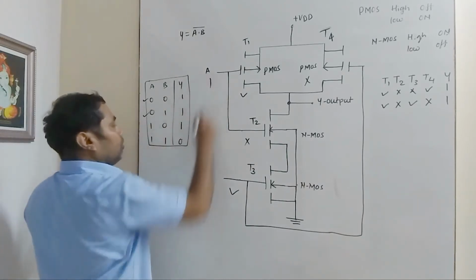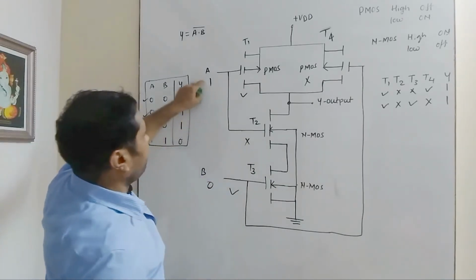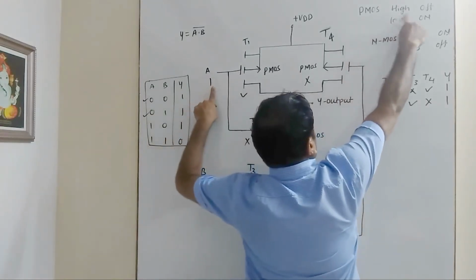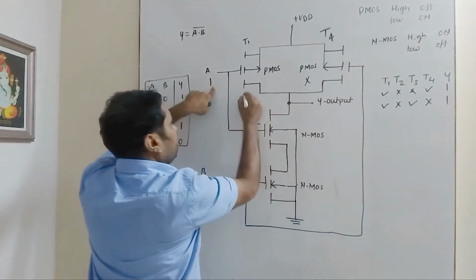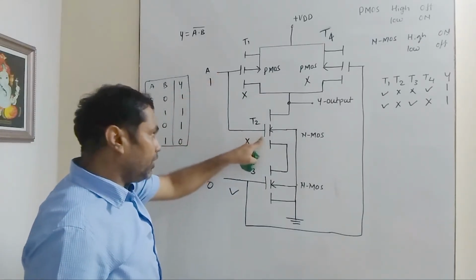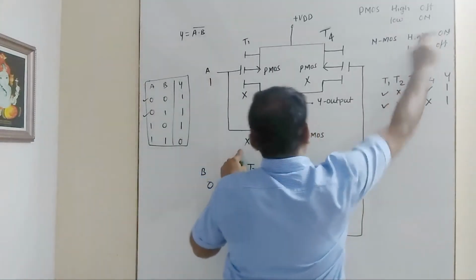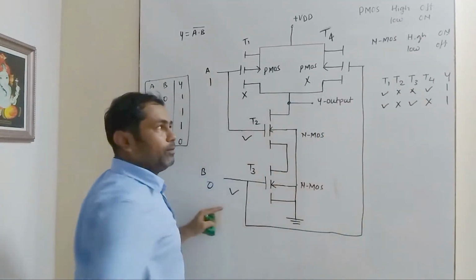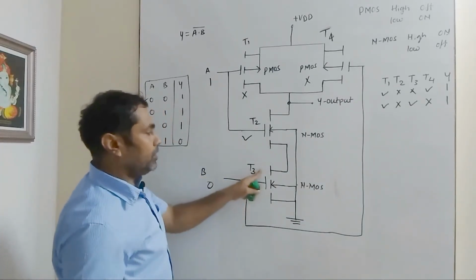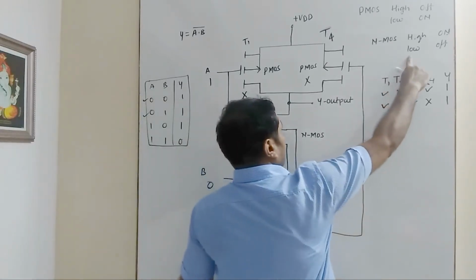Now A is connected to logic 1 and B is connected to logic low. Let us see. If A is connected to logic high, PMOS, if the PMOS is connected to high, it will be off. So here transistor T1 will be off. Same A is connected to the gate of transistor T2 and high is given to the NMOS. If high is given to the NMOS, it will be on. So T2 will be on. For B, logic 0 is connected to T3 and T3 is an NMOS. If logic 0 is connected to T3, it will be off.